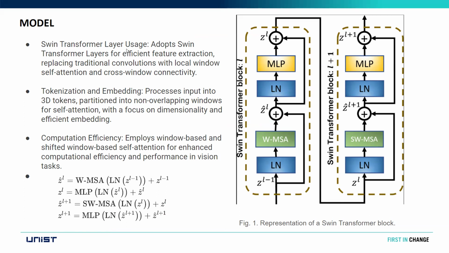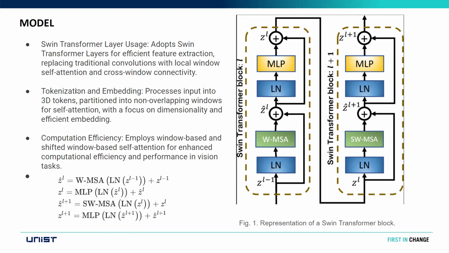They adapt the Swin transformer module for efficient extraction. This is because the traditional transformer module uses global attention, and global attention has its own limitations, specifically when we try to process images. Instead of global attention, they use window-based multi-head self-attention and shifted window-based multi-head self-attention.